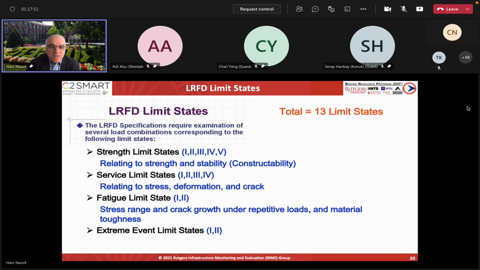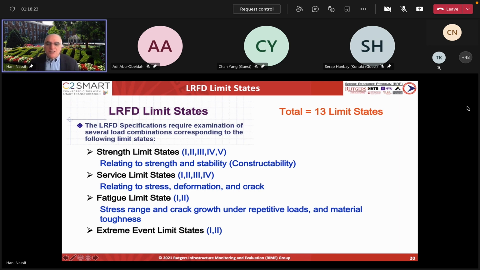And the limit states now. So I said strength, and for strength you have about 5 of them. We're not going to cover all of them because they're not all relevant to our workshop today. Service limit state, there's about 4 of them, and like 1 and 3 apply to reinforced concrete and precast concrete. 2 applies to steel overloading. I believe 4 is also for long span, in a way, and same thing with fatigue.